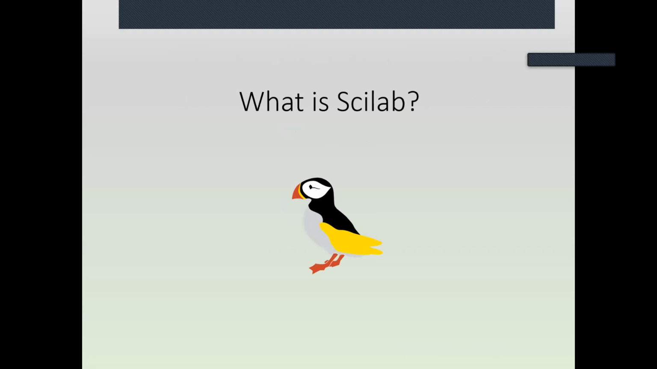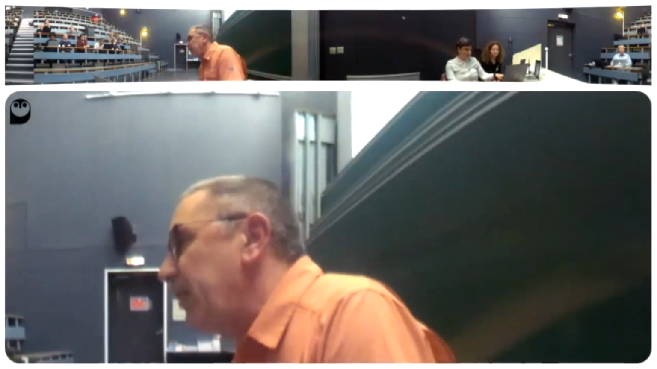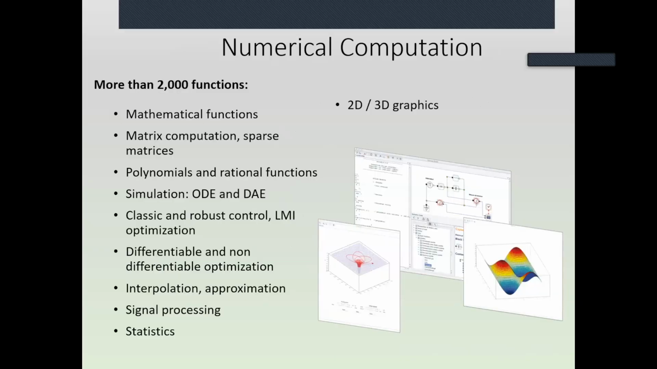So what is Scilab? The funny bird here is a puffin, macareux moine. It's the puffin of Scilab, just as Linux also has its bird, which is a penguin. Everybody has a bird for that. Scilab is numerical computation: mathematical functions, matrix computation, graphics, and a lot of things like that. It's applied mathematics.